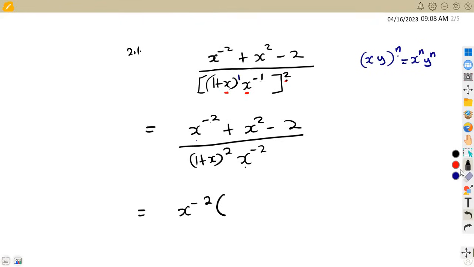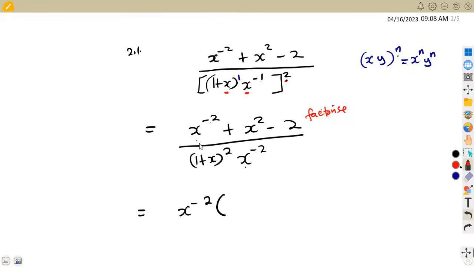But you can't just cancel to say, okay, this is x to the exponent of -2, this is x, let me cancel. No, it's impossible, because here it's an expression that you are dealing with. So you're supposed to factorize. So we can factor out, in this case, x to the exponent of -2 in the numerator.